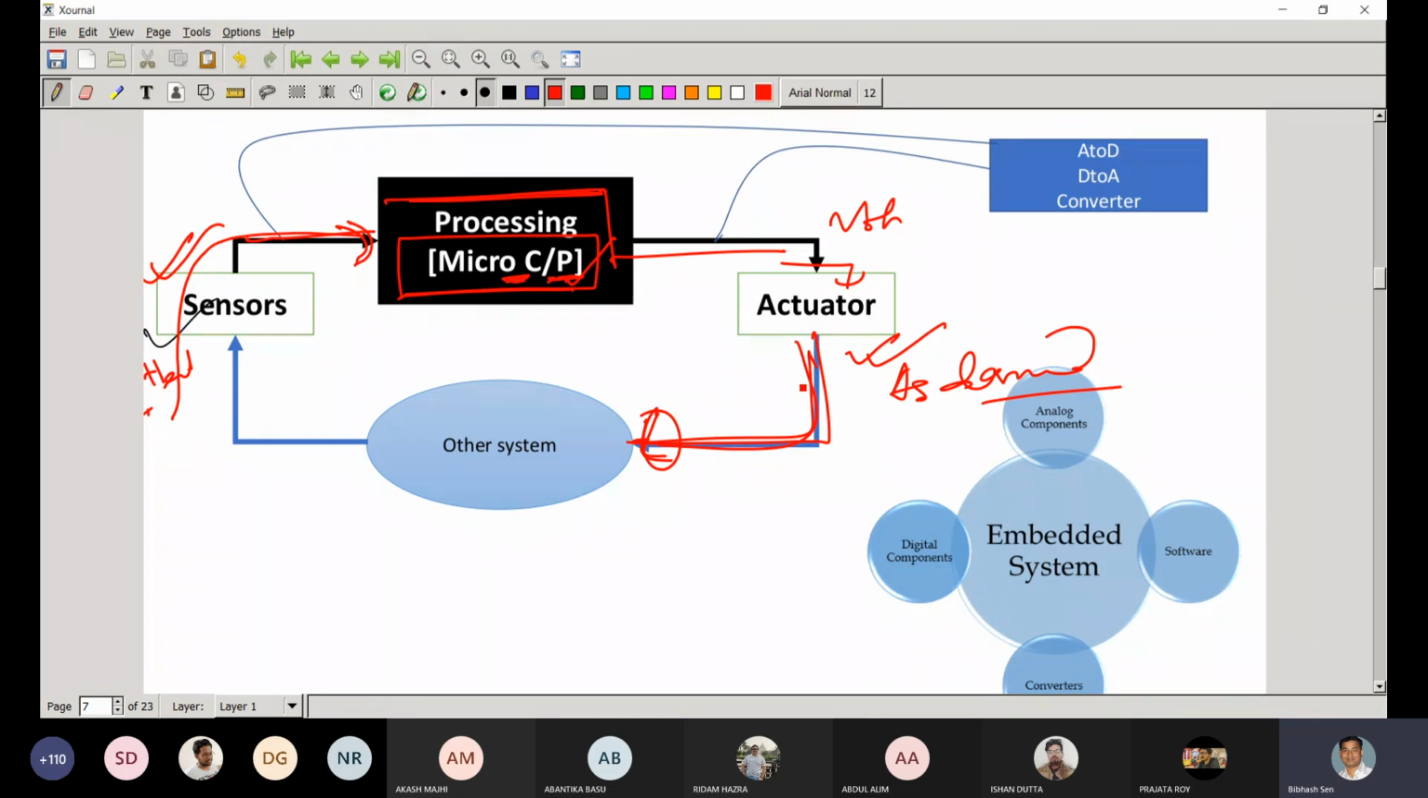So again here, whatever data the sensor collects, it happens that not all the data is suitable for our digital application.